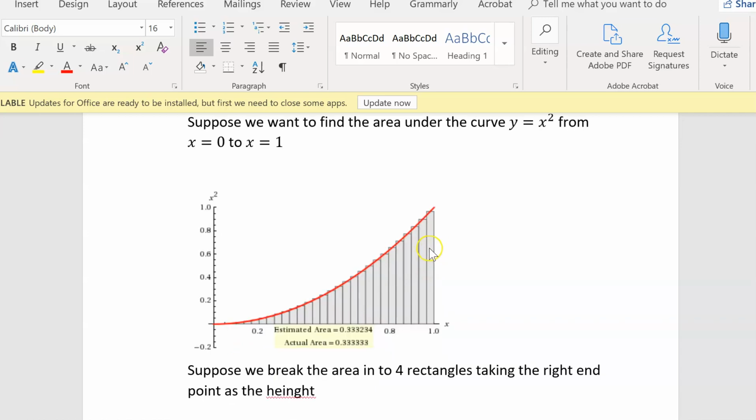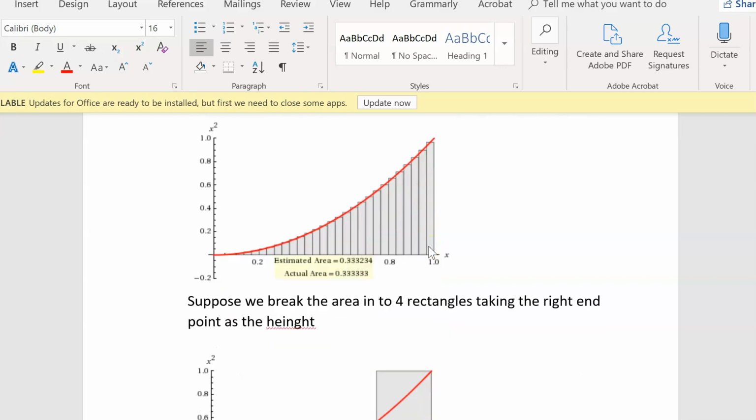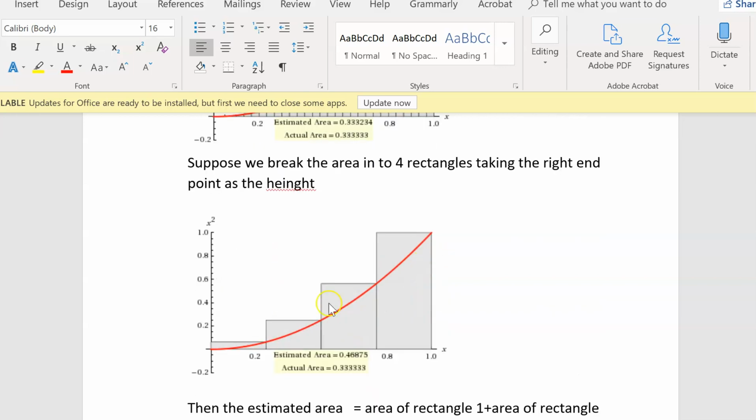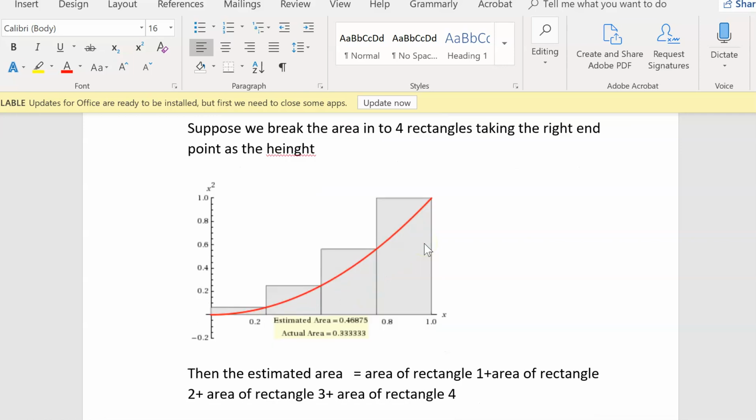First of all, we'll try to break this area into four rectangles. You can see that the rectangles don't really cover the area, but still, what you're trying to do is use four rectangles, get the sum of those rectangles, and get an estimate. Now, I want you to look at the way that these rectangles are created.